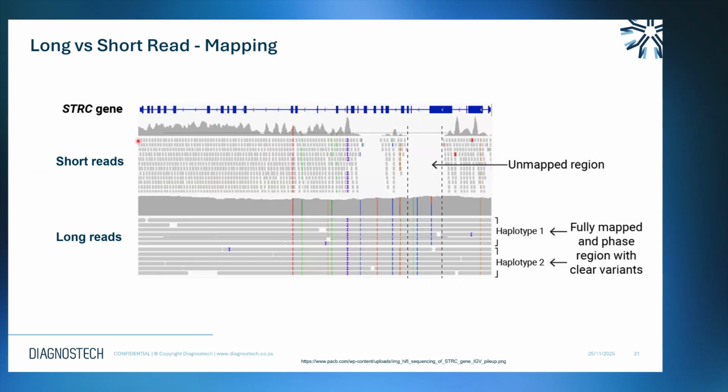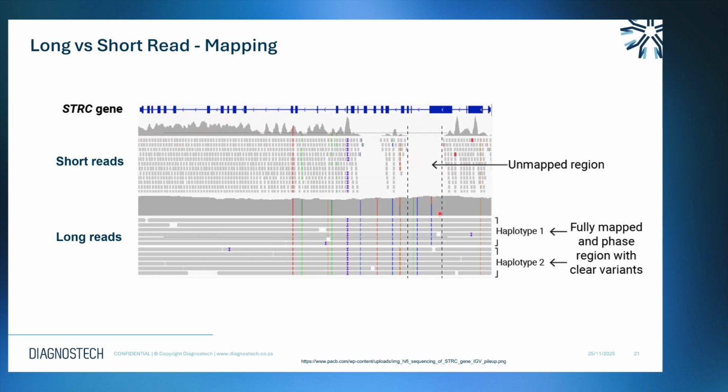What we see with short reads, obviously comprised of many, many short fragments, is that it's able to tell quite well over the gene. We do see some regions with higher coverage and some with lower coverage. But the main feature here is that we do have unmapped regions. This can be due to difficult to sequence regions. Maybe they have a lot of repeats or other issues which short read sequencing can struggle with.